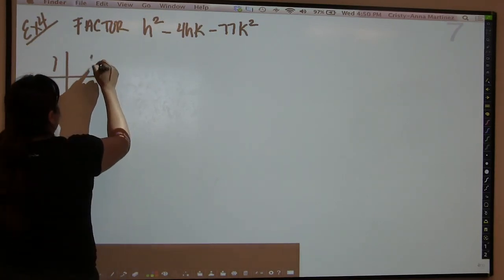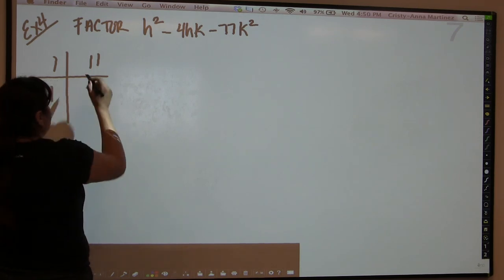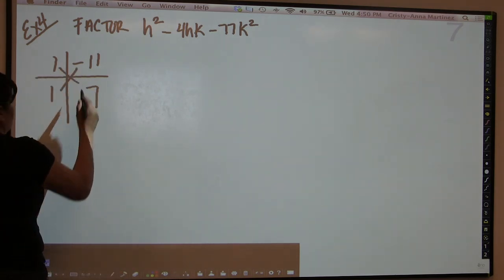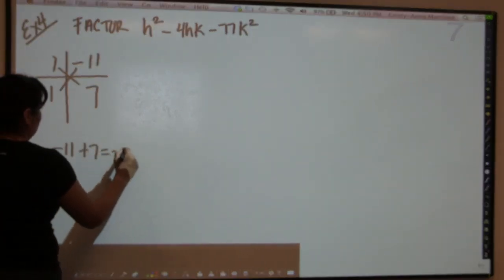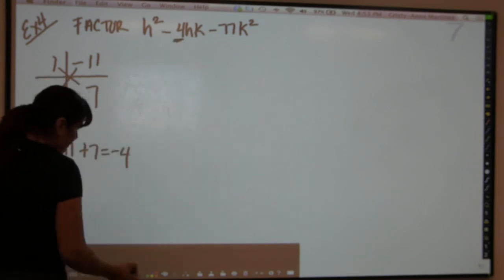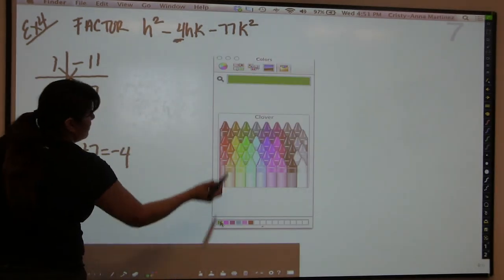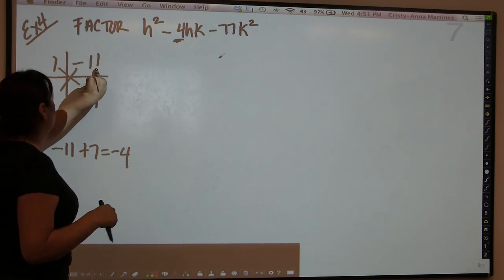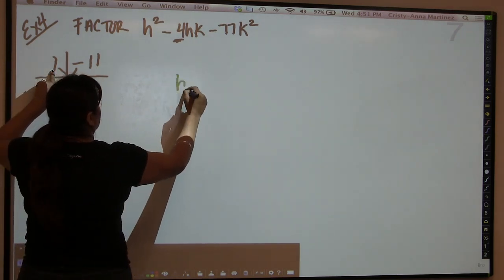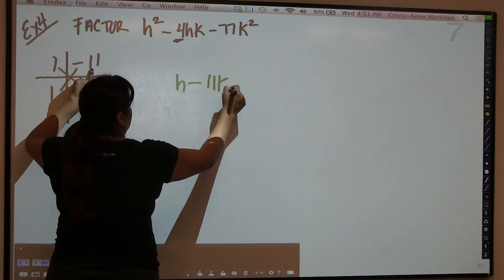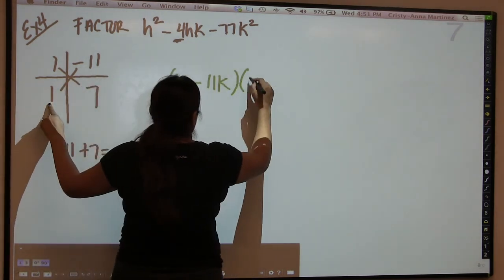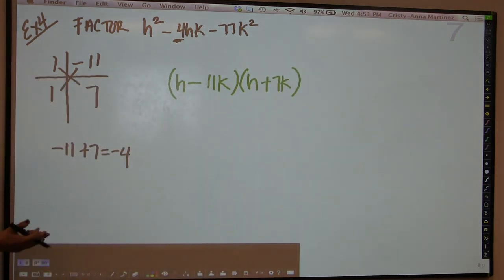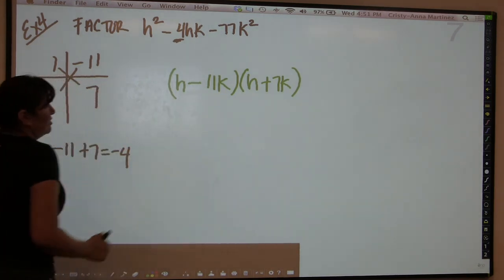All right, let's try 11 and 7. And one of them has to be negative, so since this is a negative 4, the bigger number should be negative. So that when I add them together, I will get negative 11 plus 7 is negative 4, which is that right there. And this time, because you have 2 variables, you just put h here and k there. So this will be 1h minus 11k. And then this will be 1h plus 7k. And there's your answer. So it doesn't really change the problem other than you have to put 2 variables at the end of your answer.